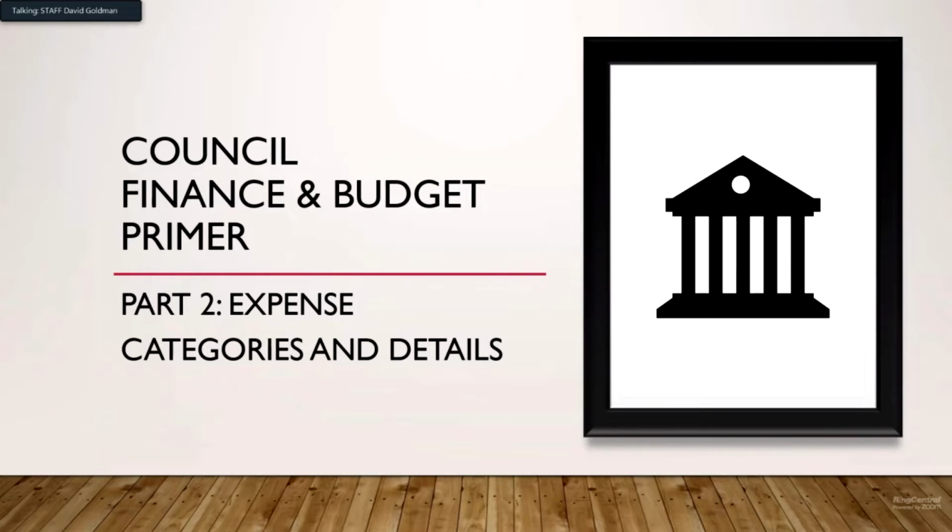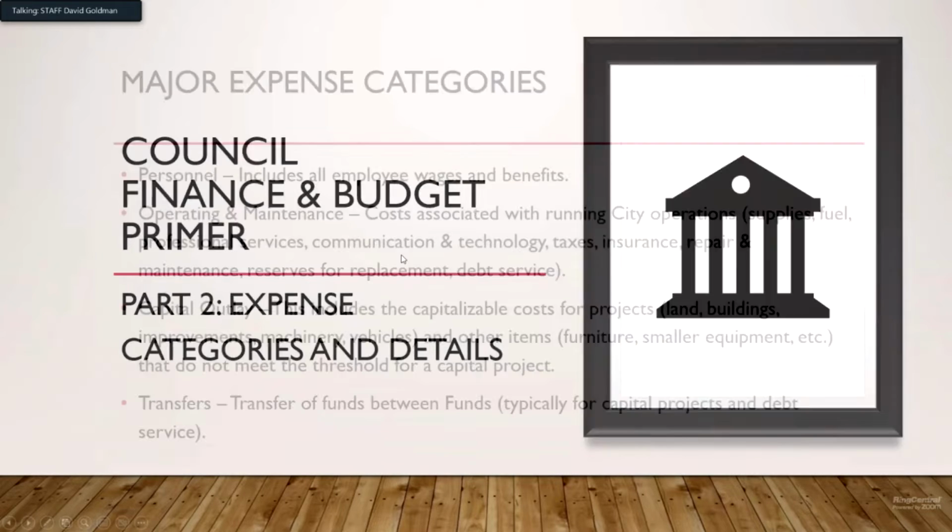But anyhow, the first two sections of the primer, Part 1 and Part 1A and Part 1B, were about revenues. And this item is about the expenses that go into our budget and where we charge all of our costs to. So with that, let's move on.